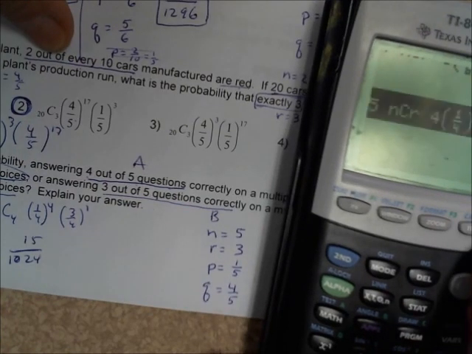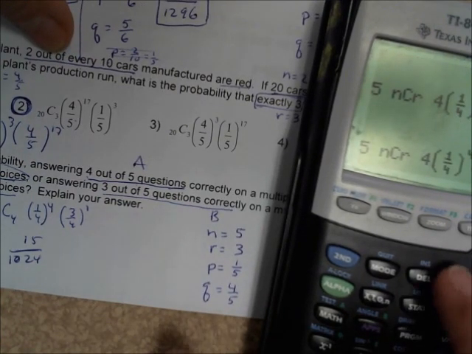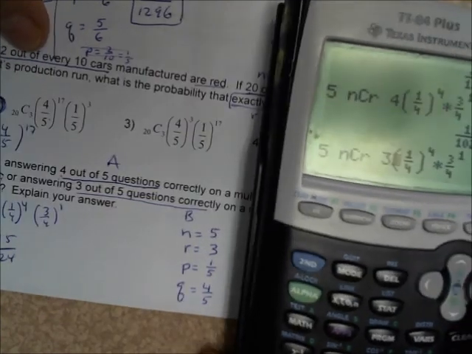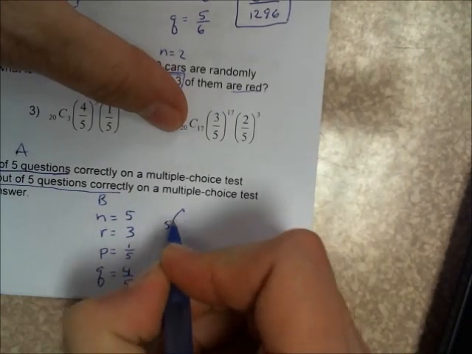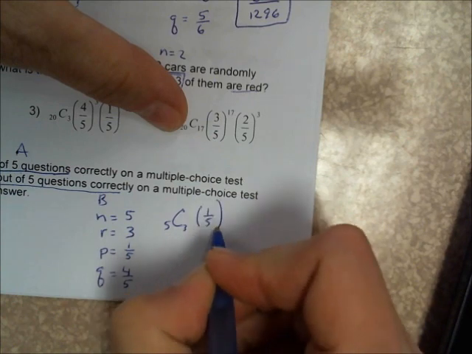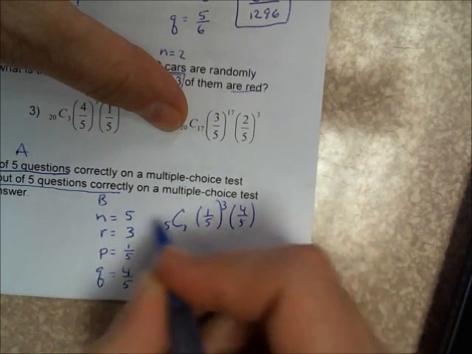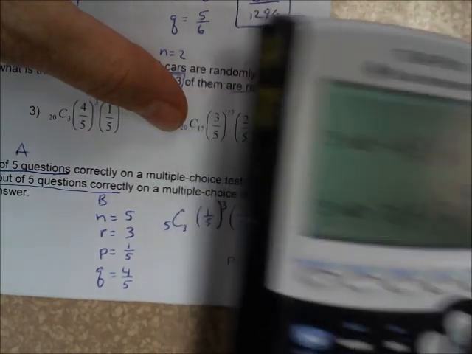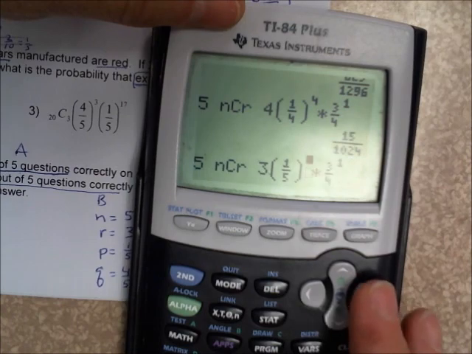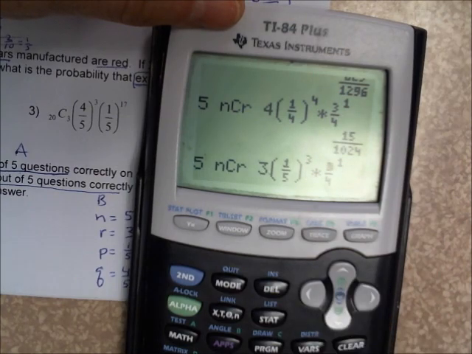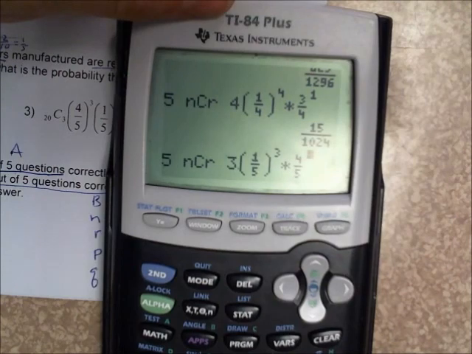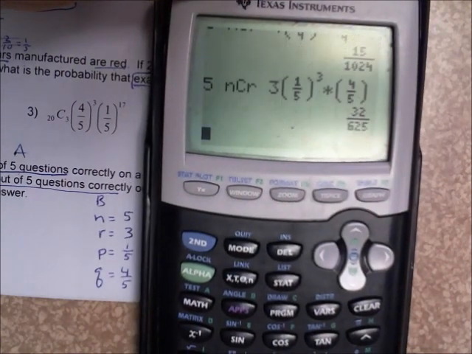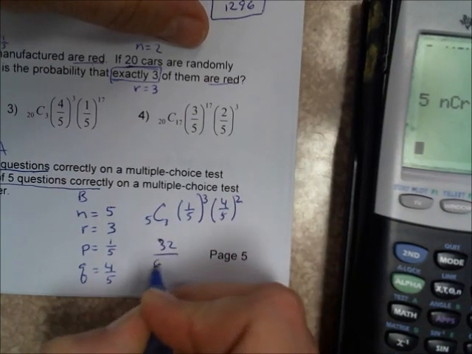Now on B. I only need to get 3 out of 5 questions right in order to be successful, but now my p-value is I have a 1 in 5 chance of getting it right. So let's write this down first before I plug it in the calculator. 5C3 times P to the R times Q to the 5 minus 3, which is 2. So we have 1/5 to the third power, and this time we have 4/5 to the second power. And this is a 32 in 625 chance.